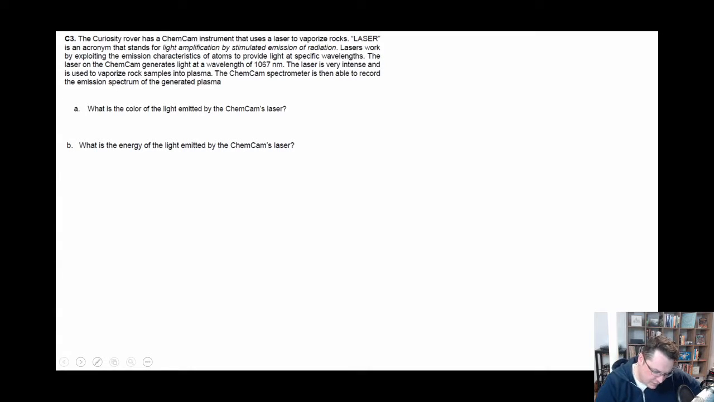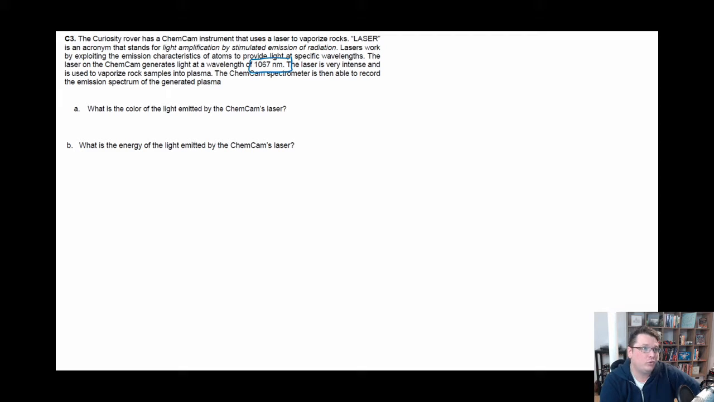All right, so C3, the question is, what is the color of the light emitted by the ChemCam laser? If we read the problem, we can see that the wavelength of the light that's used is 1067 nanometers. The visible region is from 400 nanometers, where purple and violet are, up to 700 nanometers, which is where red is. Anything higher in wavelength than red is typically referred to as the infrared region, and so that's more in the near IR region.